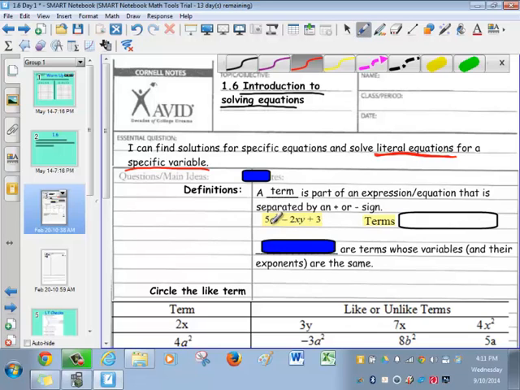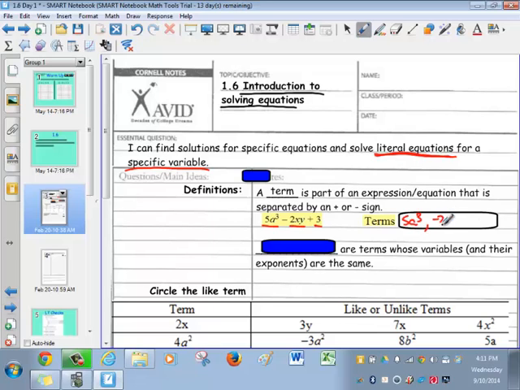So we have three terms here. One term is this 5a to the third. Another term is this 2xy. And another term is this 3. So the terms are 5a to the third, comma, negative 2xy, comma, and 3. Those are our three terms in that one.